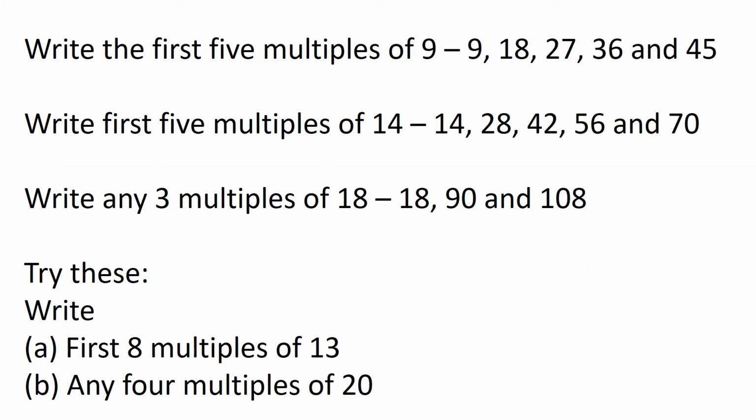Children, let us do few practical questions. Write the first 5 multiples of 9. 9, 18, 27, 36 and 45. Then write first 5 multiples of 14. 14, 28, 42, 56 and 70. Third one, write any 3 multiples of 18. 18, 90 and 108. You can write any 3 multiples. It is not given the first 3 multiples. Okay, now try these. Write first 8 multiples of 13 and any 4 multiples of 20.